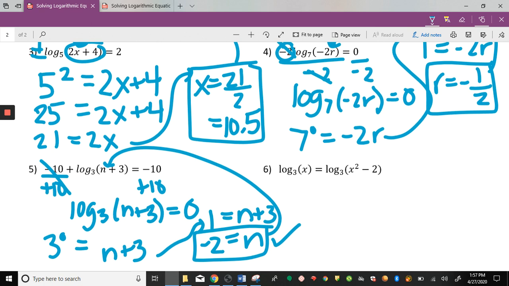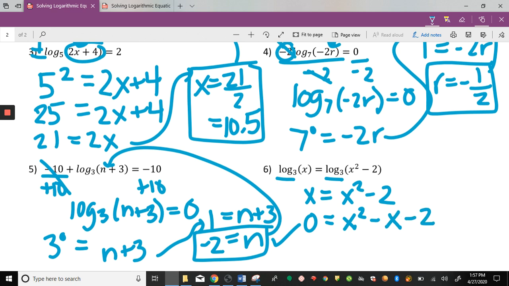Over here, so now that I have logs on both sides again, I can go back to my new property and set those equal to each other. x equals x squared minus 2. Now we have a quadratic. So how do we solve quadratics, right? Well, we get one side equal to 0. Where did this minus x come from? Do you guys see? I just subtract x from this side, I'd subtract x from this side, and then I rearranged.